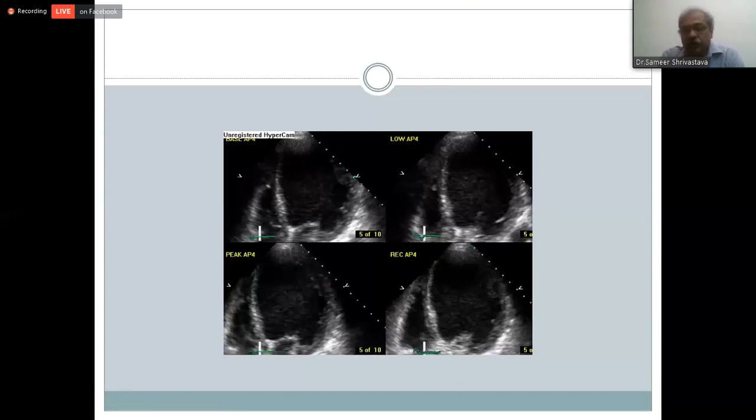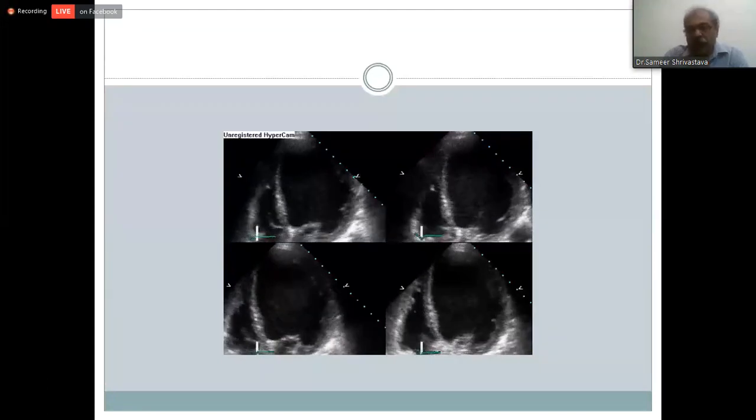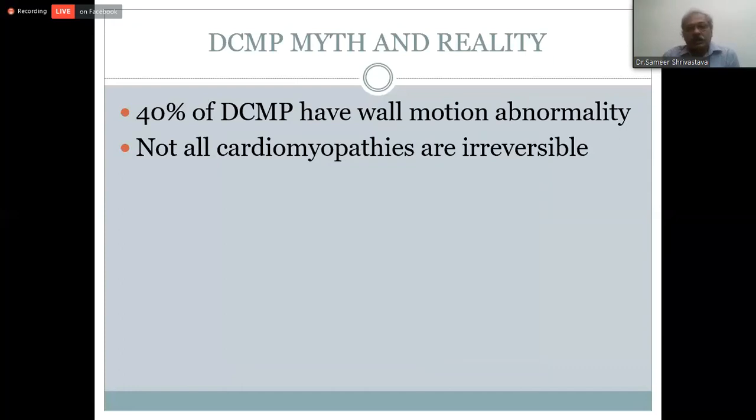And to sort out this issue, many a times you will need to use other modalities like dobutamine stress echo to sort it out or make it surface. So these are the DCMP myths in reality. 40% of dilated cardiomyopathy have a wall motion abnormality, and not all cardiomyopathies are irreversible. We also feel that many a times if you have dilated cardiomyopathy, it is irreversible.